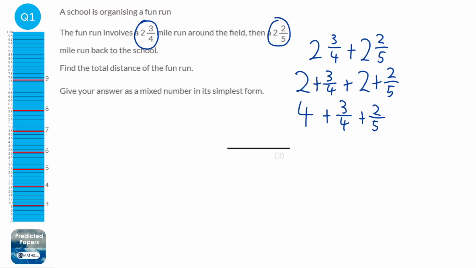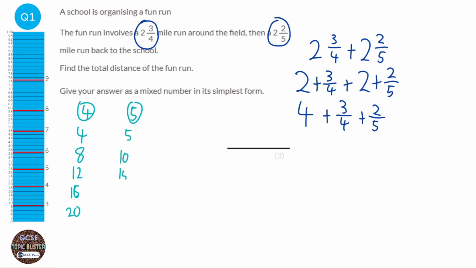So when you add two numbers with different denominators, what we need to do is get the common denominators. And we do that by just quickly writing out the 4 and the 5 times table and seeing what the first number in both their times tables is. 4, 8, 12, 16, 20, and 5, 10, 15, 20. So that's 20. So we need to get the bottoms of the fractions to 20.